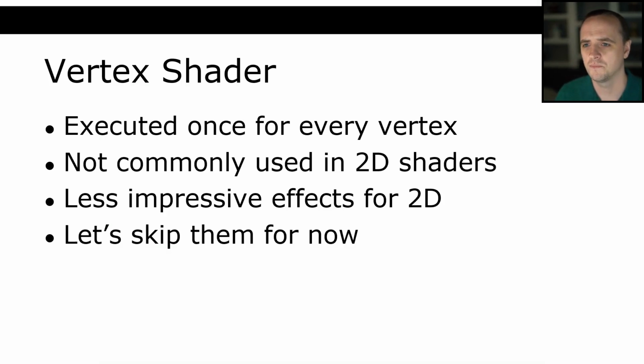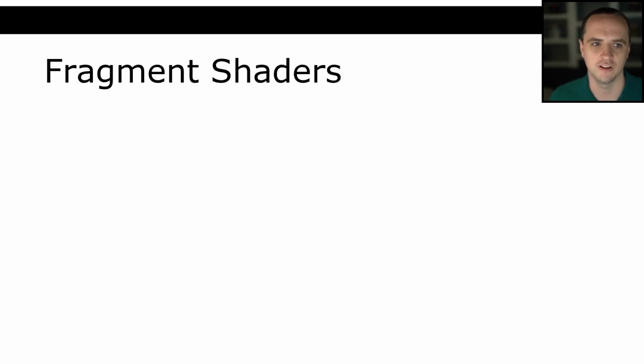Also, as far as vertex shaders go, vertex shaders are going to be executed once for every vertex in the thing that you're drawing, okay? They're not commonly used for 2D shaders. They have less impressive effects for 2D stuff, and so we're really not going to be talking about vertex shaders. I know that I'm kind of completely skipping over vertex shaders, but they're not really the interesting thing for us in this course. We want to be dealing with fragment shaders in this course.